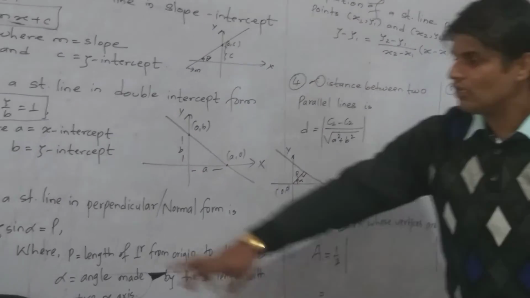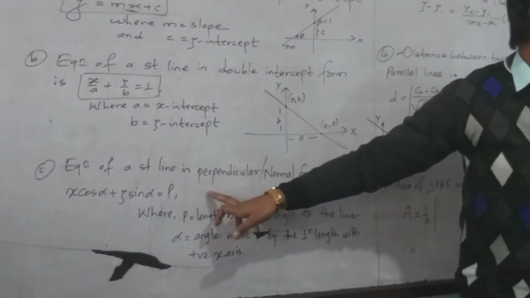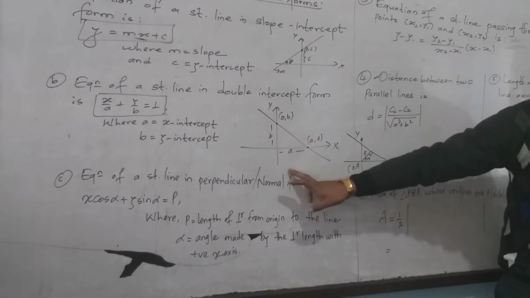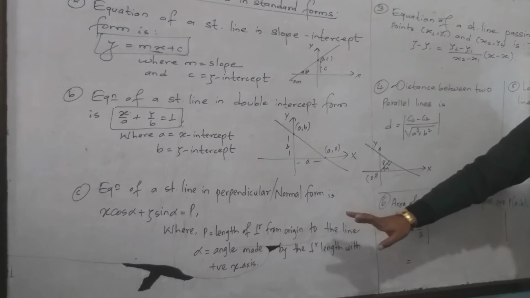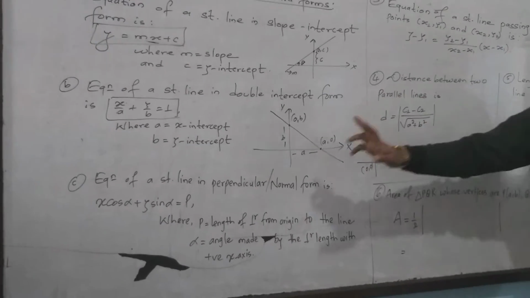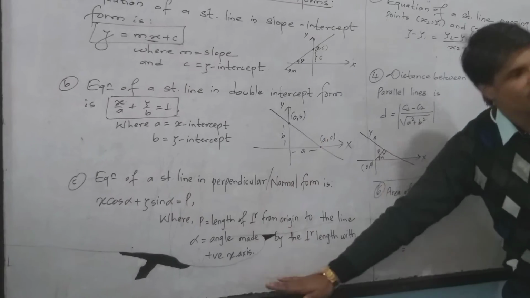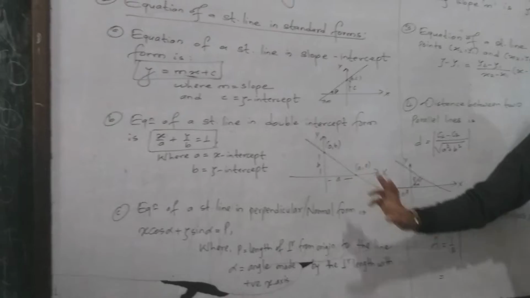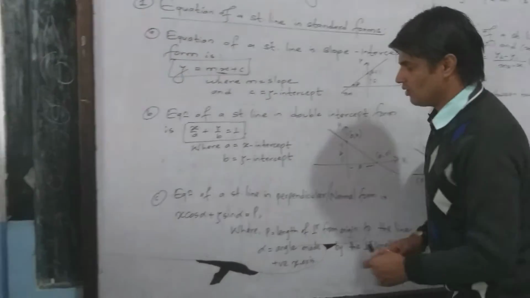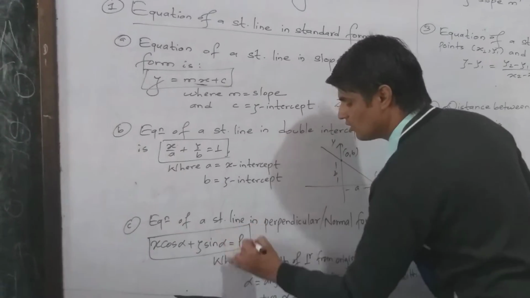So x cos alpha plus y sin alpha equals p is the equation of a straight line in perpendicular or normal form, where p is the length of the perpendicular from the origin to the line and alpha is the angle made by that perpendicular with the positive x-axis. So these three are the equations of a straight line in standard form.